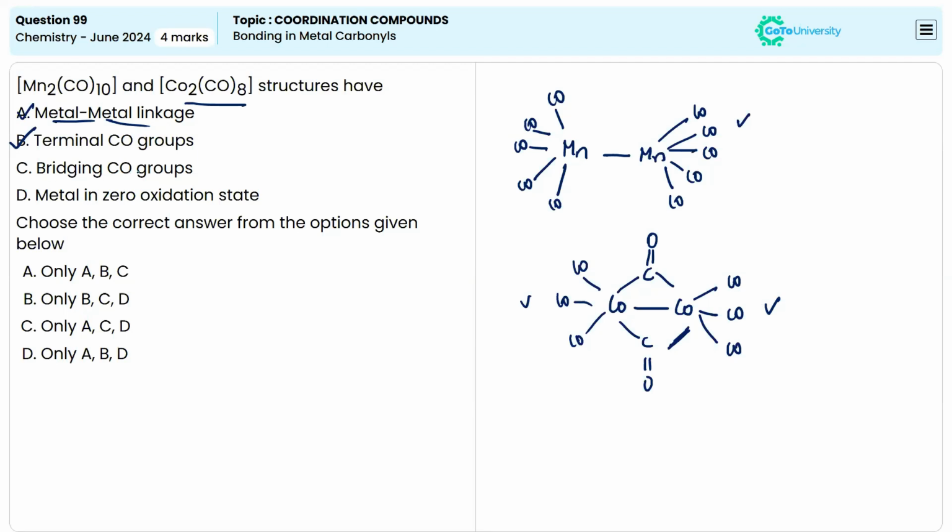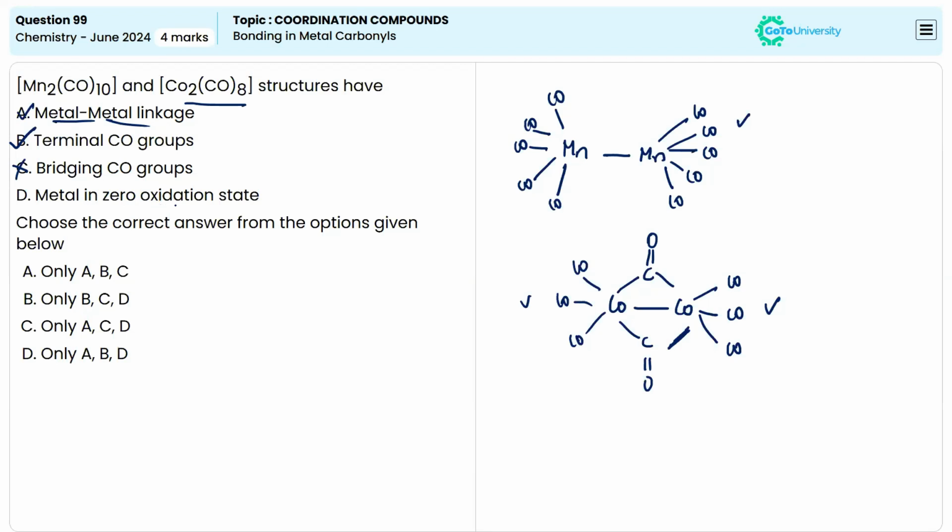Now bridging CO groups. Bridging CO group means which is bridging between the two metal atoms. So in this first one, Mn2(CO)10, we cannot see any bridging one, right? Because there are only 5 terminal CO groups on both of the manganese. So this is not in case of Mn2(CO)10, but in case of Co2(CO)8, we can see two bridging CO groups. So this is obeying, but this is not obeying. It means this is not common. Now let us see the last one.